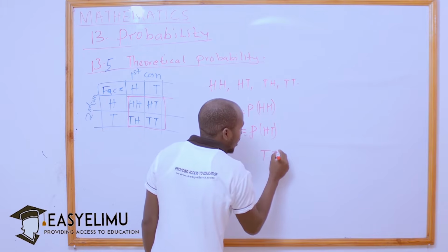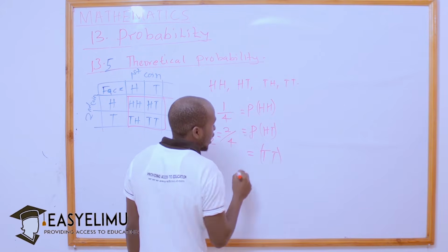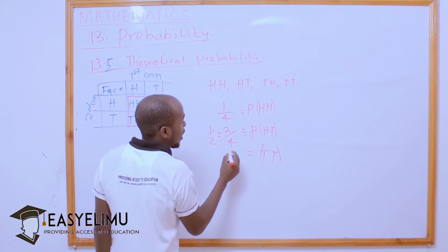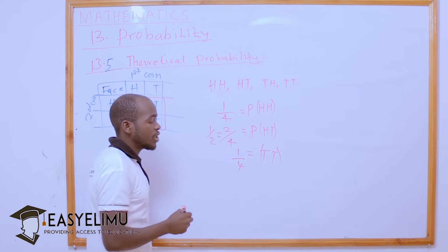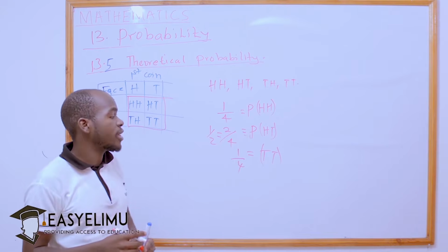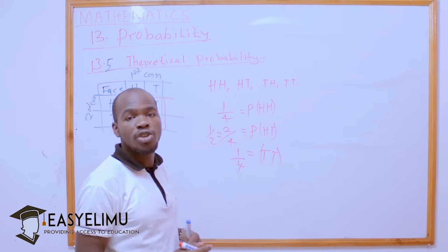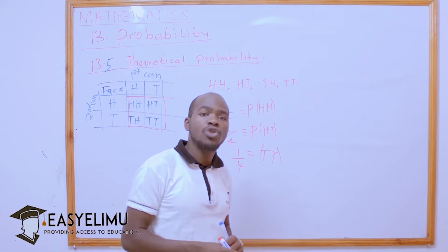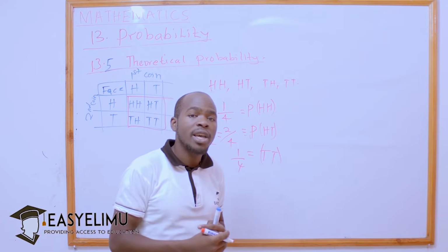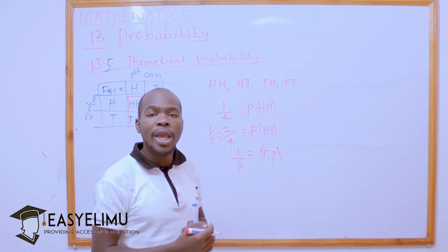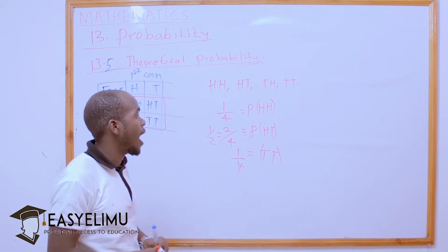And if it is a tail and a tail only, or 2 tails, you are going to have one of them out of the sample space, which is 4. So to obtain 2 tails showing up is 1/4. 2 heads showing up is only 1/4. That is the probability. But tail and head showing up, we shall have it as a half.